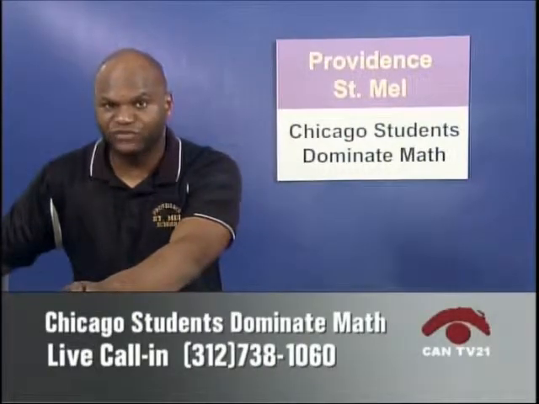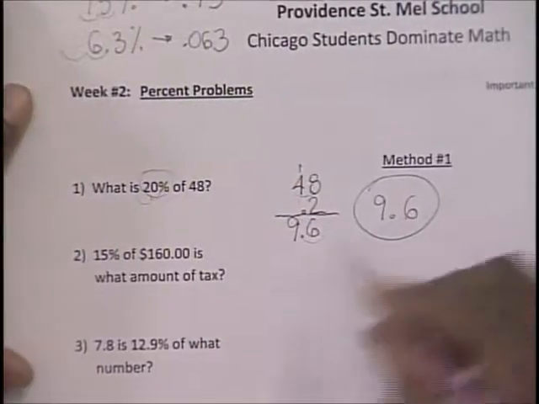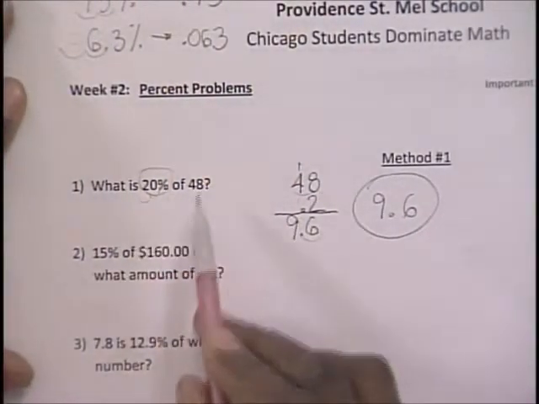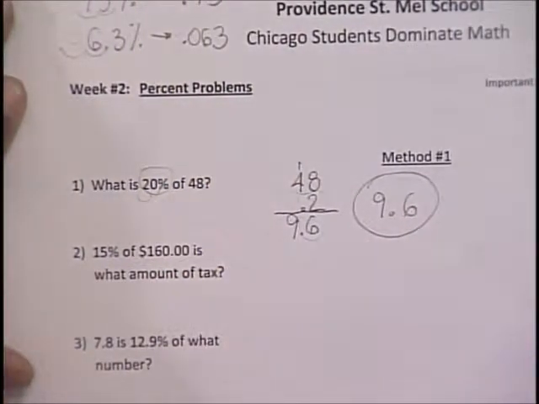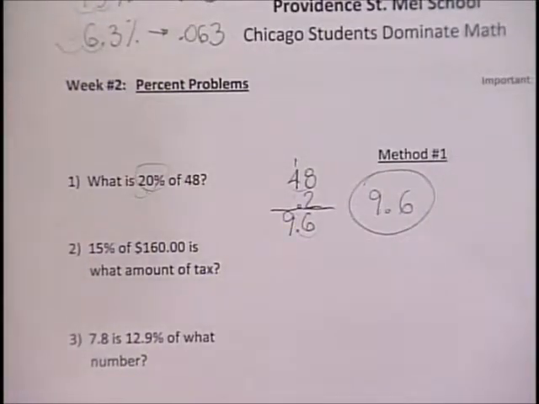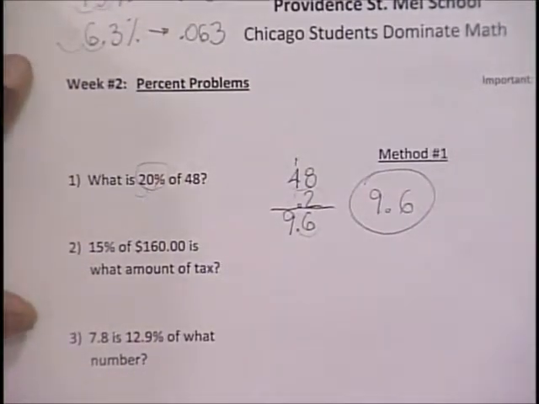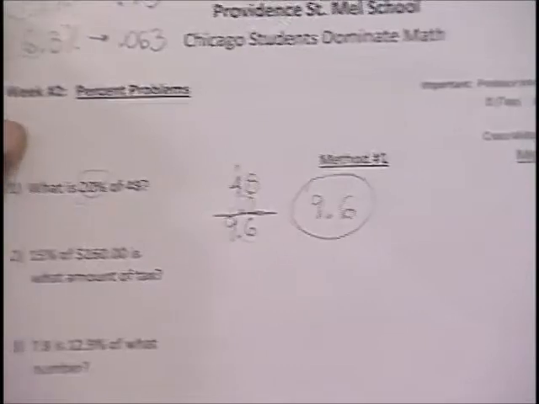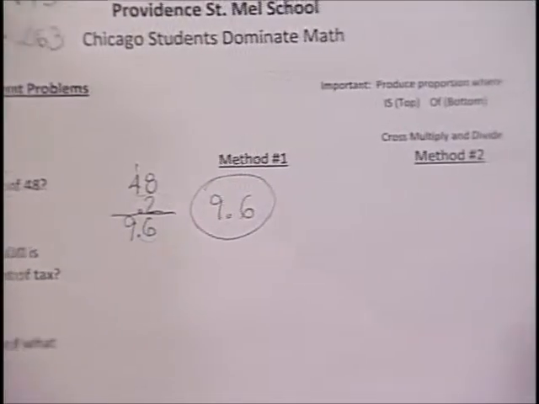Now let's finish this problem. We had 20% of 48 is 9.6. So if you have $48 and you want to loan someone 20% of that money, how much will you loan them? $9.60. Mastery level understanding of that same problem is to utilize proportions.